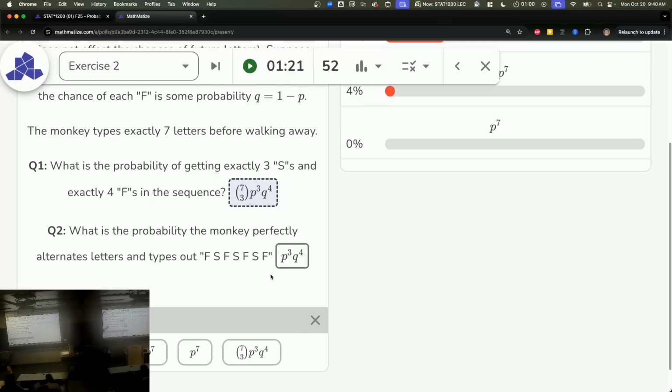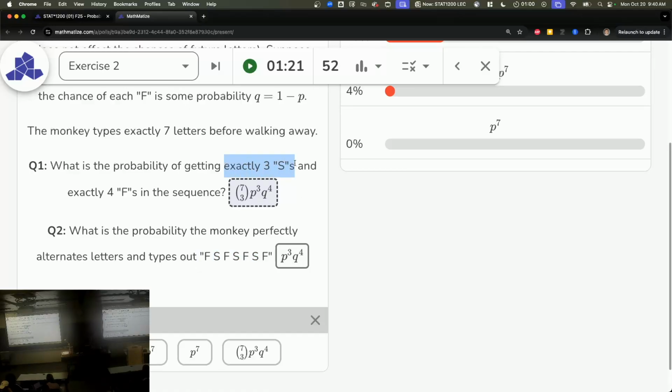On the other hand, this one, getting a specific sequence, there is no binomial coefficient. There's only one way it can happen. What is the chance it can happen? Well, first you have to get an f, then you have to get an s, then you have to get an f, then you have to get an s. And if you just count up the probabilities and multiply them all because of the independence, then it has to be p cubed q to the 4. This one is more because there's more than one way this can happen. There's lots of different orders, different things the monkey could have typed that would have gotten exactly 3 s's.